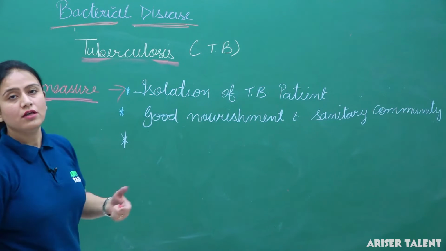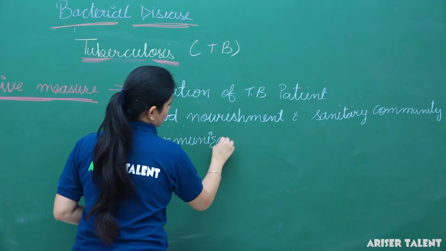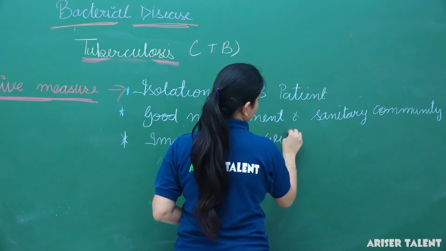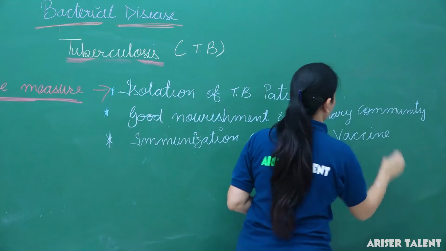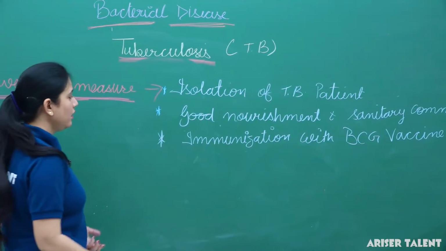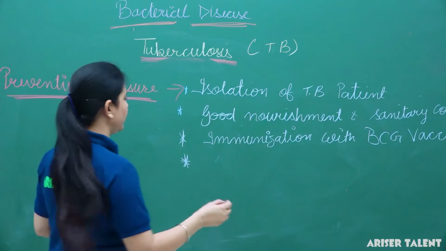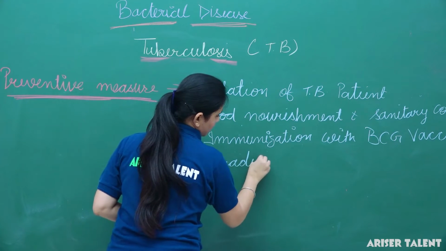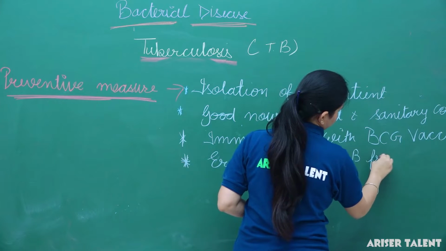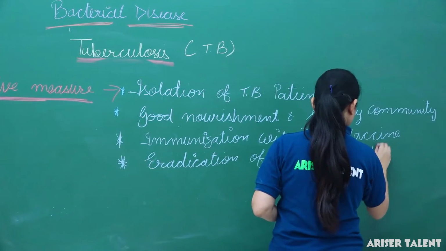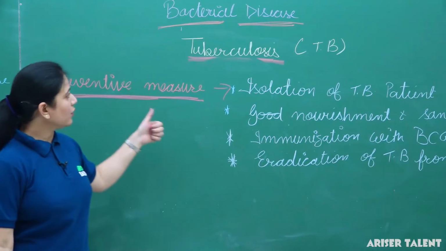Next, immunization with BCG vaccine. By giving BCG vaccine, we can increase the immunity. Next, eradication of TB from cattle. So by following these preventive measures, we can cure the tuberculosis.